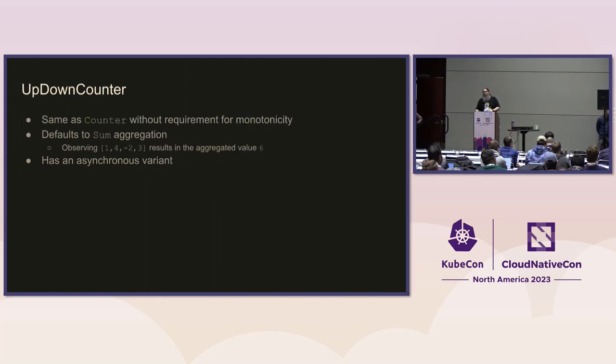If you don't or can't use a monotonic counter, there's an up-down counter, which, as the name implies, can go up and it can go down. And this works just the same. But here we can see if we observe a negative 2 instead of a 2, we'll end up getting the value 6 out. This also has an asynchronous variant.